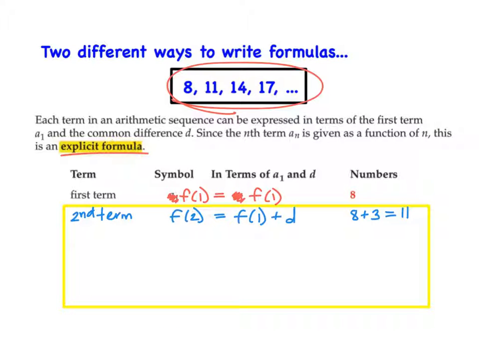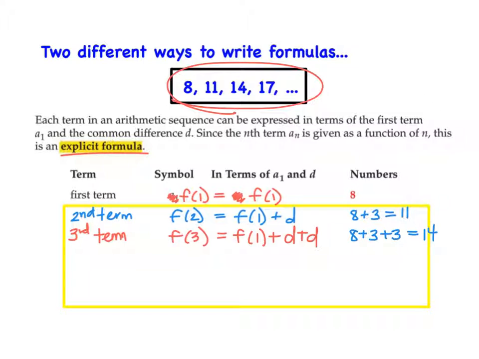All right, that should make sense so far. This is where it's going to get a little tricky. My third term, where I write f of 3, and the question I'm asking is how can I get 14 from 8? If I was to skip the 11, how could I get there? Well, that means I need to do the first term, and because I'm going to skip one, I actually have to add this d value twice. So that's like saying 8 plus 3 plus 3.